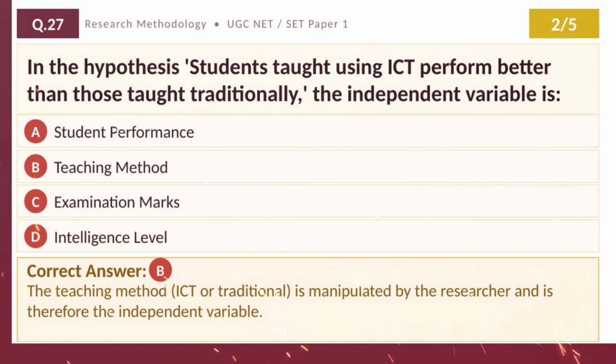Consider this statement: students taught using ICT perform better than those taught traditionally. What is the independent variable? The correct answer is the teaching method. The independent variable is the factor intentionally manipulated or varied by the researcher to observe its direct effect on the outcome of interest.